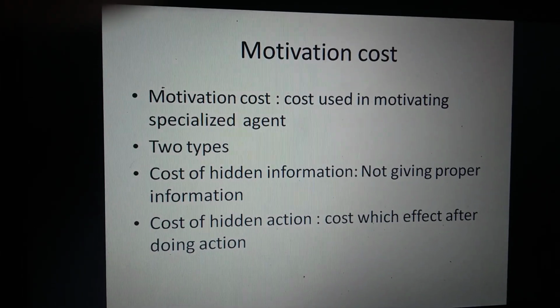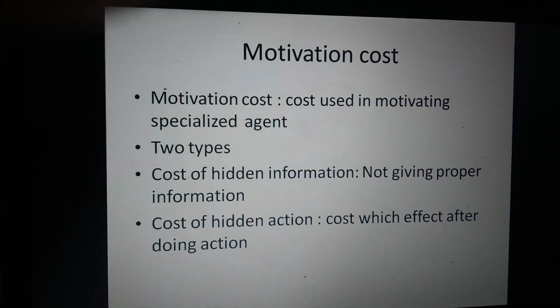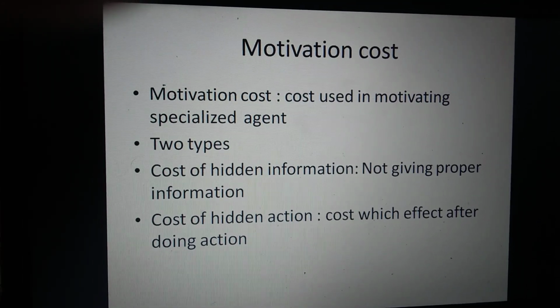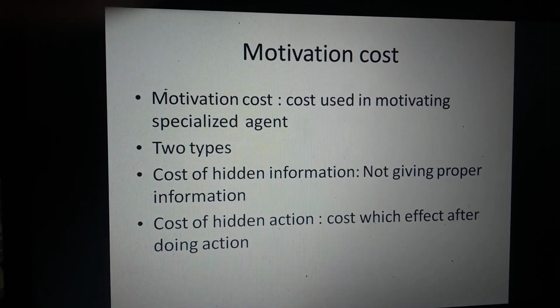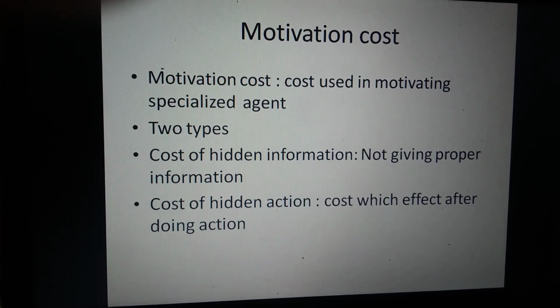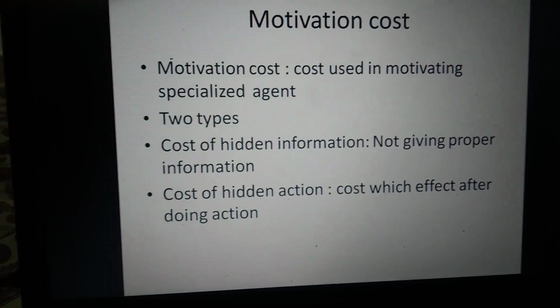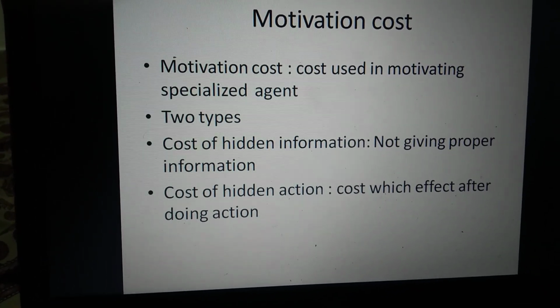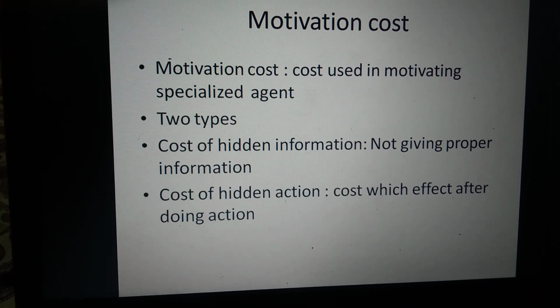Cost of hidden information is not having the proper information. When there is no proper information about the individual, that's known as cost of hidden information. I will give you an example. If I need a worker, and some guy says he is a good specialist, but when he starts working he is not as good as claimed. That's called cost of hidden information.